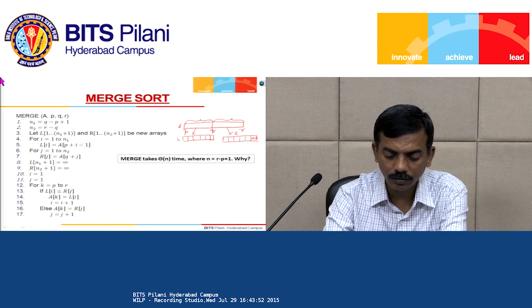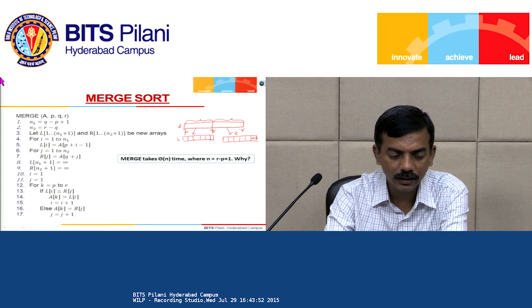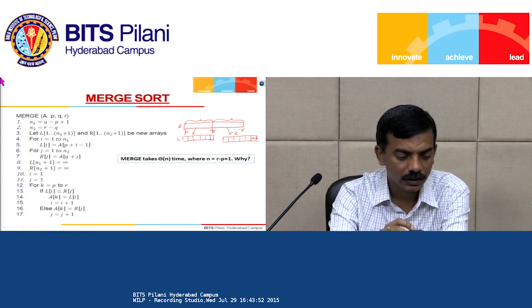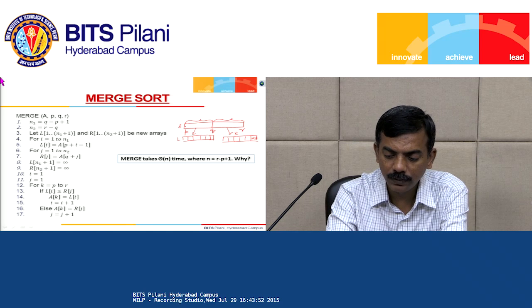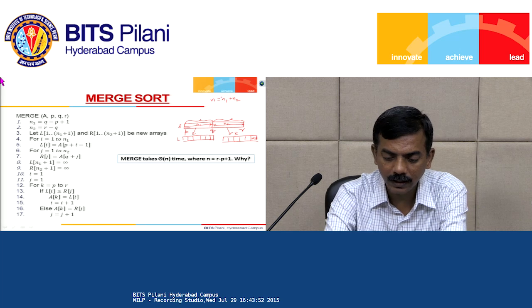Now the question is, how much time does this operation take? First, let's say between P to R we have n elements. So n elements is nothing but n1 plus n2. That means there are n1 elements here and there are n2 elements here. Together there are n elements.